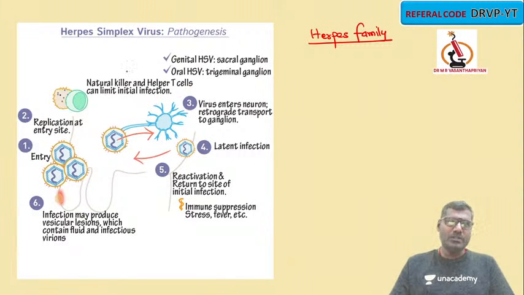Okay, so we are going to take up the herpes simplex, that is HSV1 or HSV2. HSV1 is otherwise called oral HSV, which makes the primary presentation, followed by latency, then reactivation. Similarly, HSV2 is called genital HSV, which is also responsible for a primary infection, then latency, then reactivation. So HSV1 is oral, HSV2 is genital. Very simple.